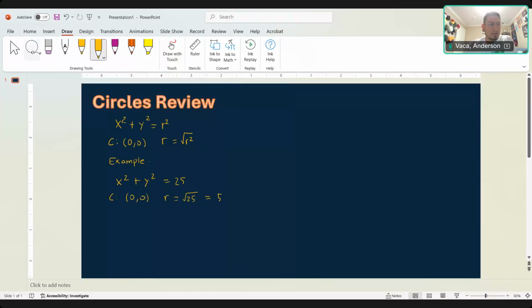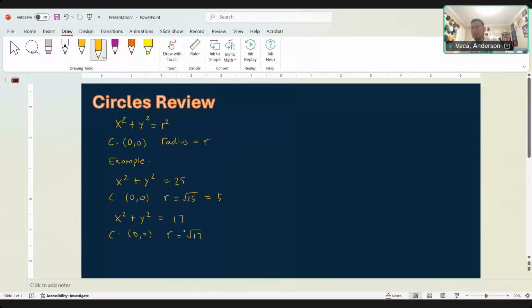So maybe I should say here that this will be a radius of r. Let me just make it like so, with the radius equal to r. Okay. All right. So, well, I think let's do one more example. Let's do x squared plus y squared is equal to 17. Well, in this particular case, the center will be 0, 0, but the radius will be the square root of 17. And this is as good as it's going to get. We're not going to be able to simplify this any further.